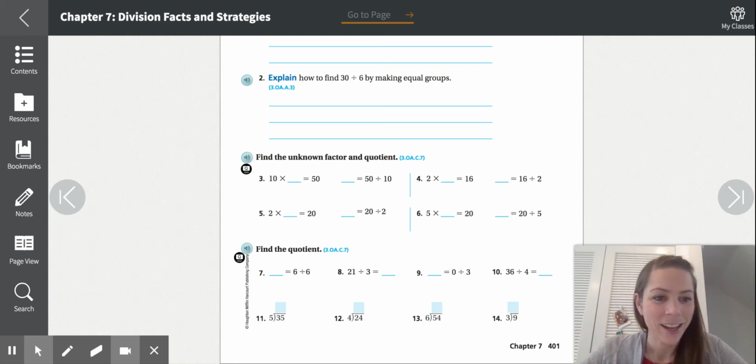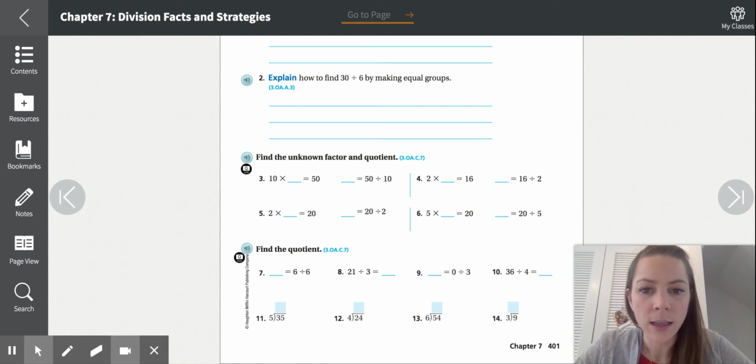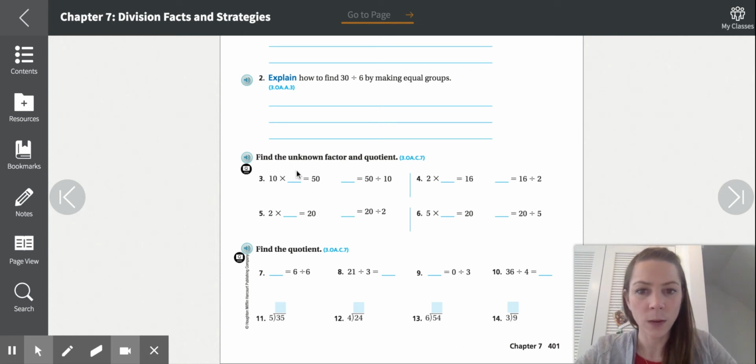Hi guys. Okay, back to the original way of looking at my screen here. And this is the second half of the first page of the chapter 7 mid-chapter checkpoint. So these ones right here, it says find the unknown factor and quotient.